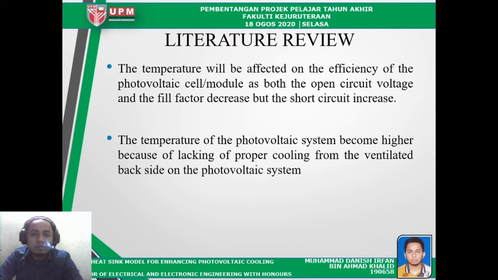So for the literature review, temperature affects the efficiency of the PV cell module, as both the open circuit voltage and the fill factor decrease but the short circuit current increases. The temperature of the PV system becomes higher because of the lack of proper cooling from a ventilated backside on the PV system.